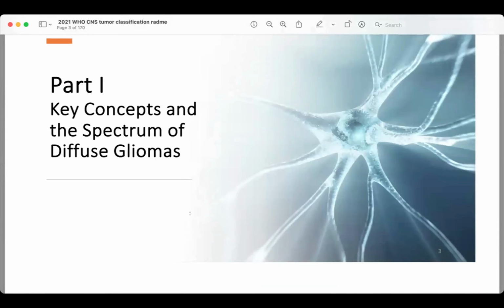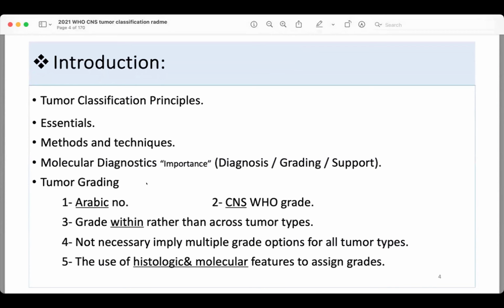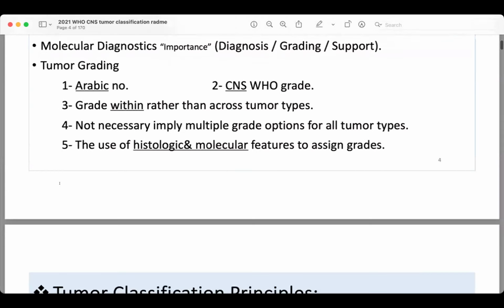First, we will talk about a few concepts as an introduction for the lecture. We will talk about the classification system, how it is going on, and the methods and techniques of how they classify the tumors. We will also have highlights on molecular diagnostics and genetic testing. As a radiologist, you need to know a little bit about these things. And for the introduction, we'll end with the grading and how they grade the tumors.